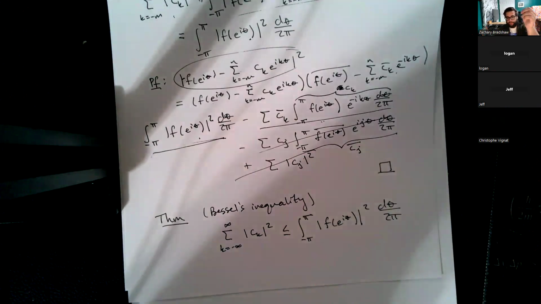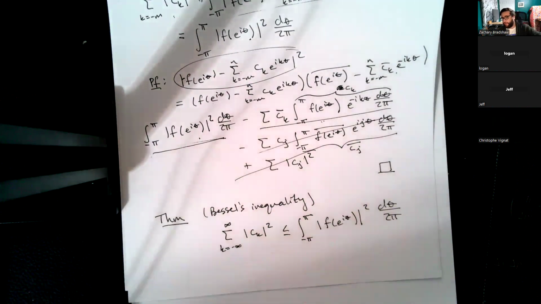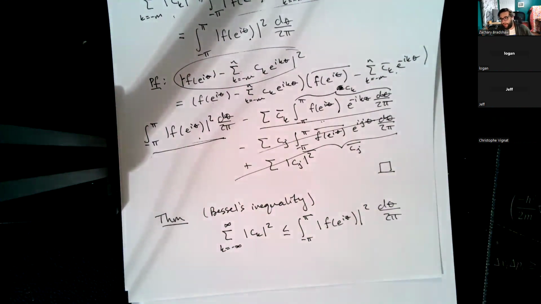Okay, so the L2 norm of the sequence of Fourier coefficients is bounded above by the big L2 norm of this function f of e to the i theta, which is associated to the Fourier series.